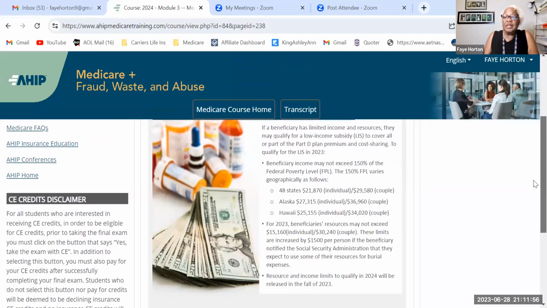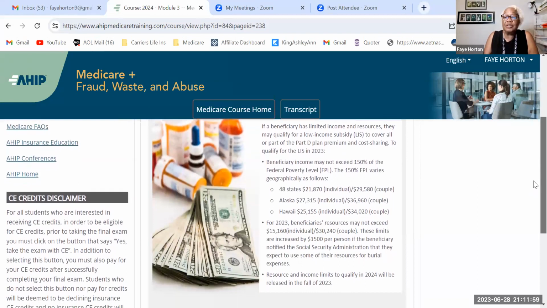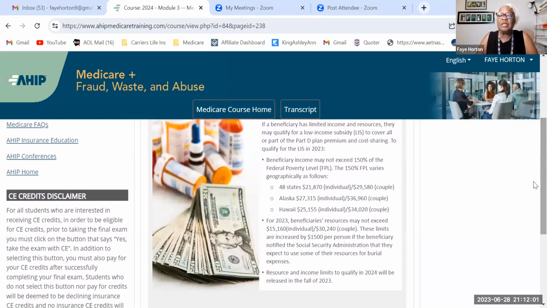Help for individuals with limited income and limited resources. If a beneficiary has limited income and resources, they may qualify for LIS, low income subsidy, to cover all or part of their Part D plan premium and cost sharing. To qualify for LIS in 2023, beneficiary income may not exceed 150% of the federal poverty level. The 150% FPL varies geographically as follows.